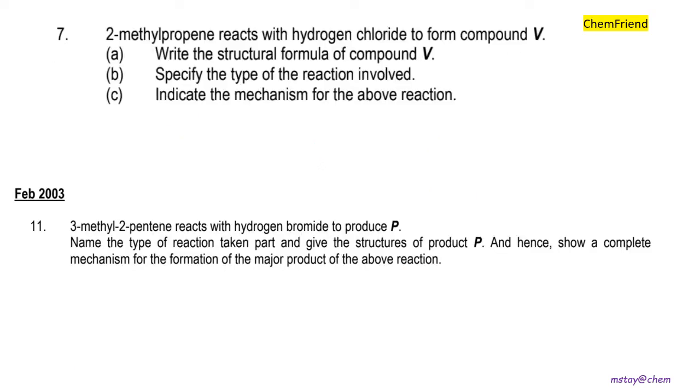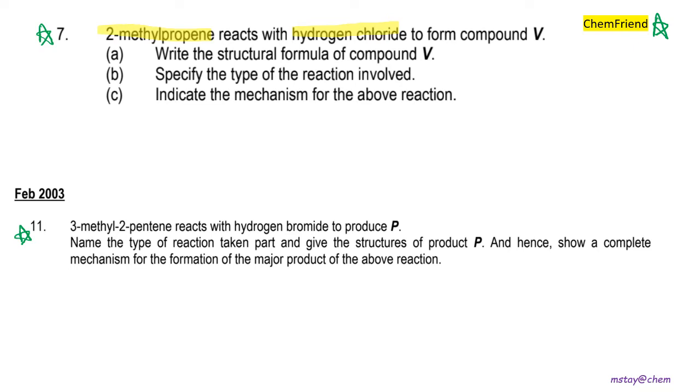You can refer to ChemFriend question number 7 and number 11. You will find that the questions asked are quite similar, only the structure given will be different. Let's go through the question: 2-methylpropene reacts with hydrogen chloride. Just now the tutorial question was hydrogen bromide, so this is hydrogen chloride.